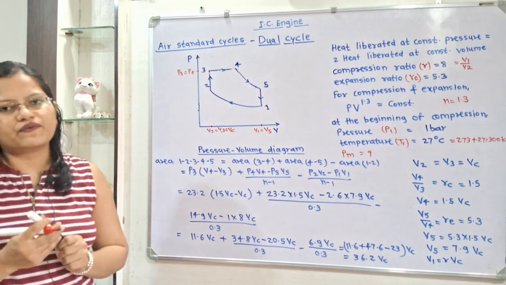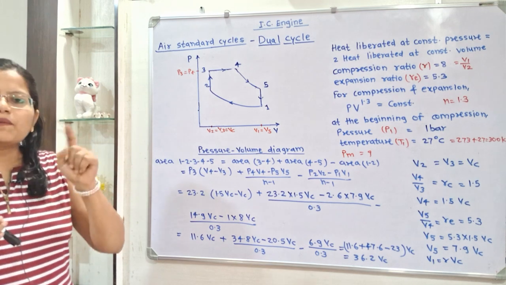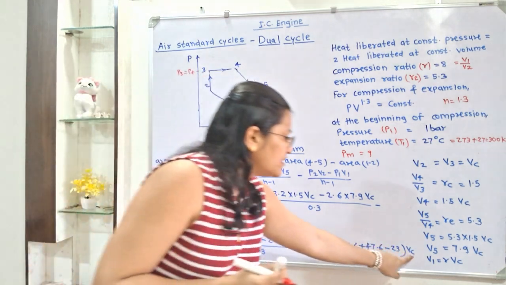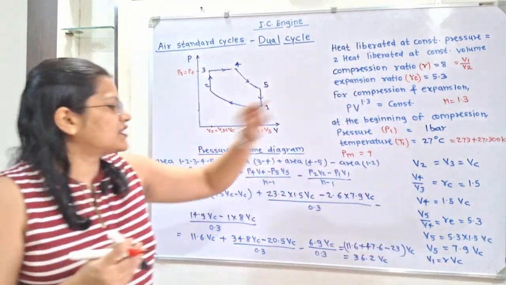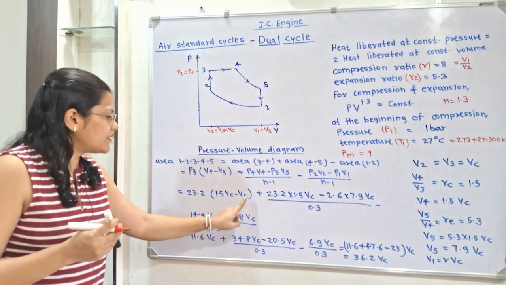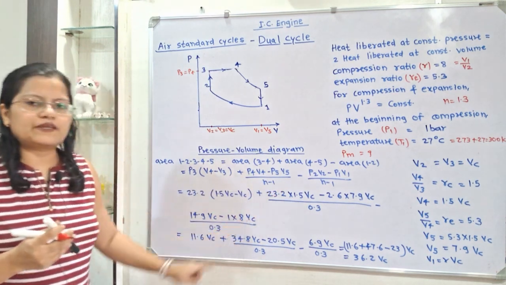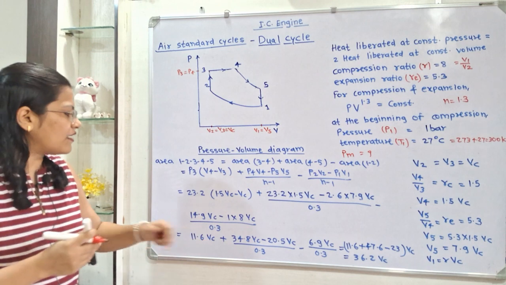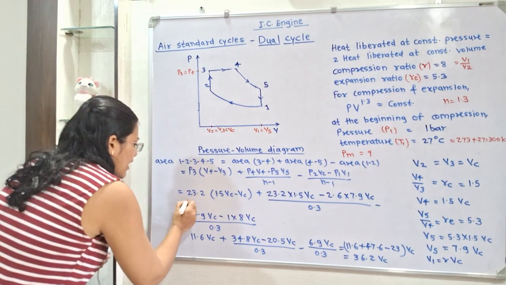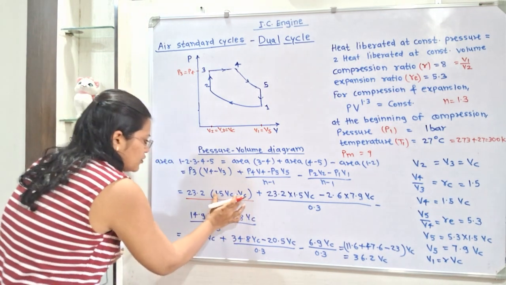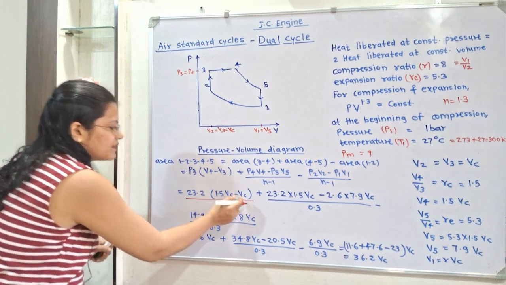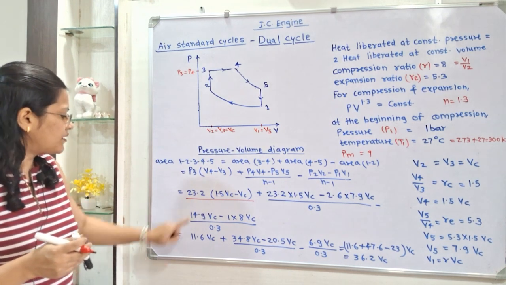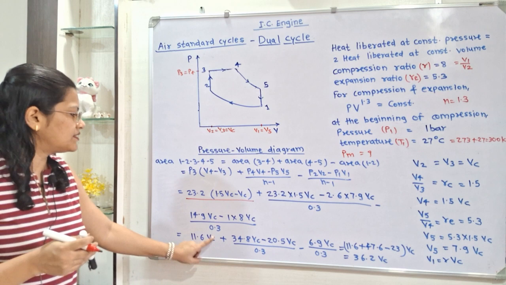Now what about V1? We have the relation V1 by V2 is equal to R, and V2 is Vc. So V1 is equal to R Vc, and R is equal to 8. So we will put here V1 is equal to 8 Vc divided by n minus 1, that is 0.3. Now when we calculate this, how to calculate? We have to solve first this term. So we will first solve 1.5 minus 1, that is 0.5. So 0.5 multiplied by 23.2, that is 11.6 Vc.